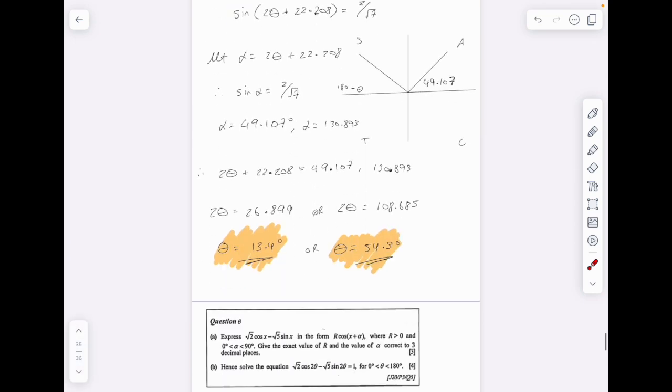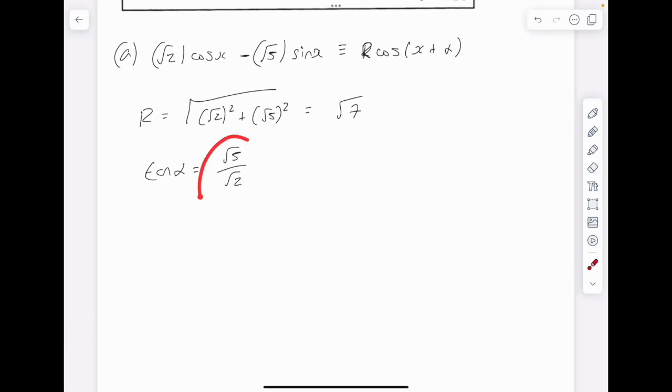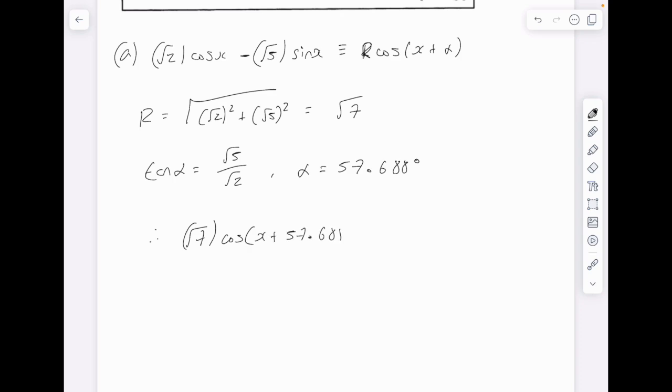So what this is going to give me is tan alpha equals root 5 over root 2, which, if I work that out on my calculator, is going to give me a value of a equaling 57.688 degrees to 3 decimal places. Therefore I can say that the answer for part A is root 7 cos(x plus 57.688 degrees).